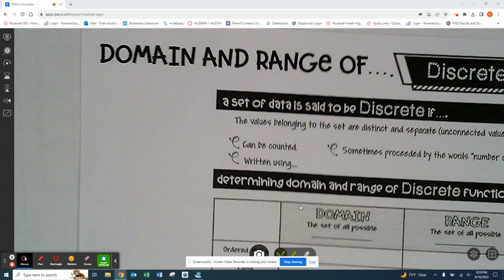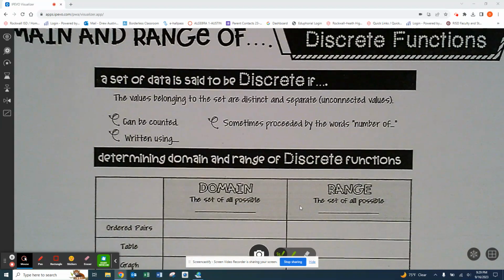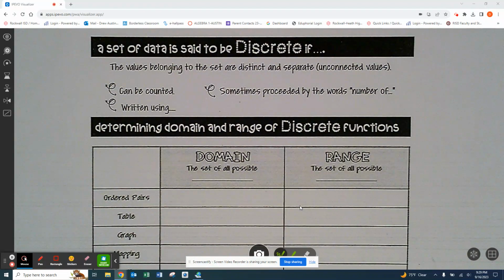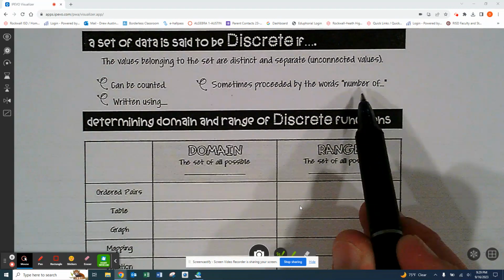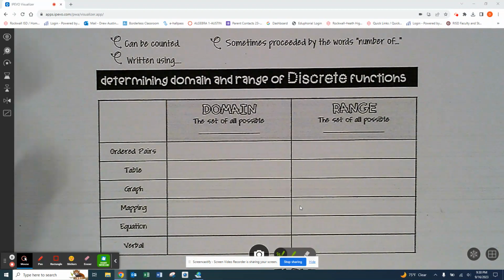We're looking at the domain and range of discrete functions. In a discrete function, a set of data is said to be discrete if the values belonging to the set are distant and separated. They are unconnected values. So when you look at the points, those points are not connected to each other. They can be counted. A lot of times in word problems, they're preceded with the words number of, and they're written using what's called set notation.